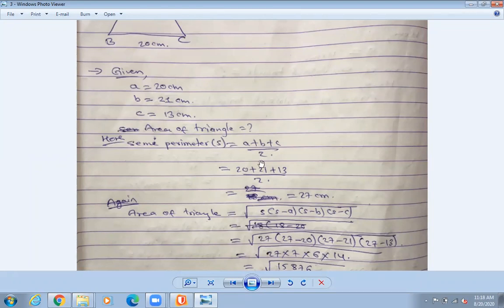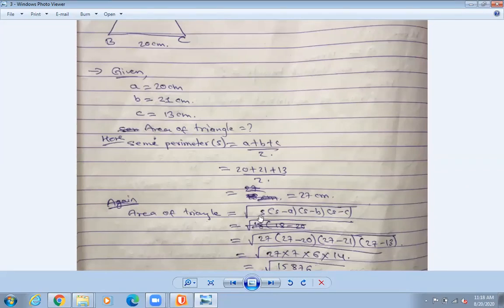So a means 20, b means 21, and c means 13. Add it all: 20 plus 21 plus 13 divided by 2. Add it, divide by 2, it is going to be equal to 27 centimeter. So you got the value of s. Now let us use the formula of area of triangle: root under s, s minus a, s minus b, s minus c.